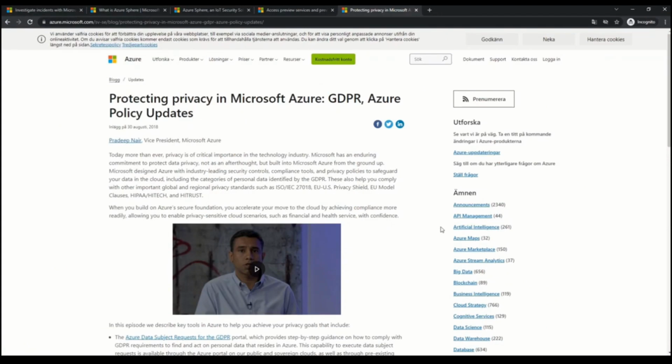If you want to get started with Azure GDPR and what its capabilities are, then this is a great page to come and read more about Azure GDPR.